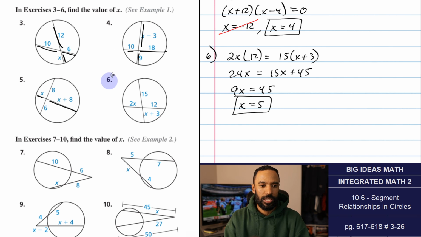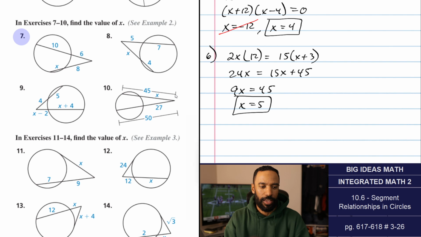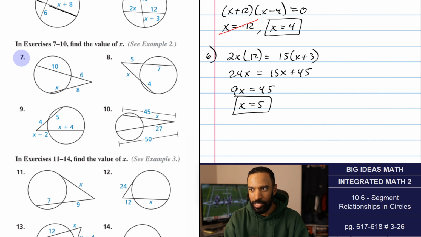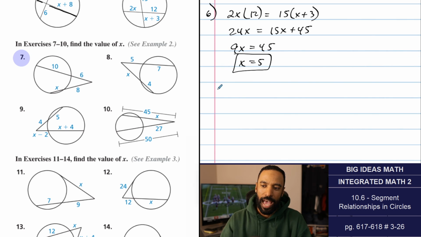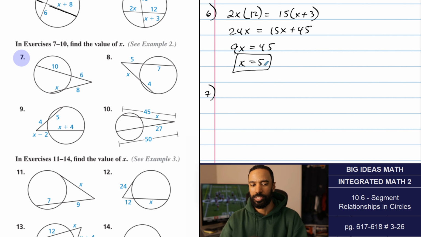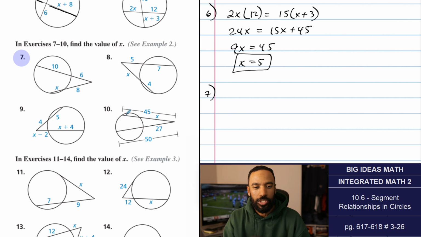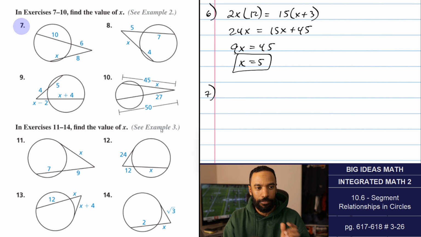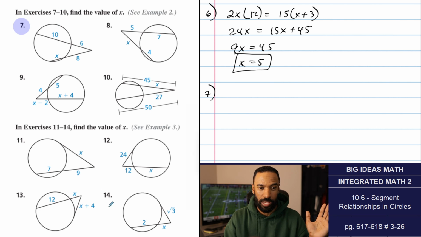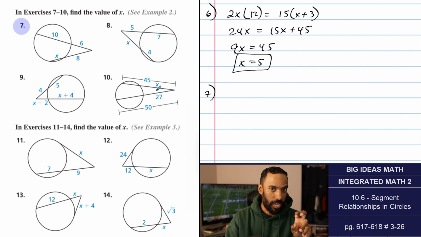All right, let's go to numbers 7 through 10, where we find the value of x. Now, I've claimed this as simply as outside times whole equals outside times whole. And I'm going to maintain that so there's no trickery about, oh, these are different than those. They're not if you use that same concept. It's really 7 through 14. That's all going to be the same to me.